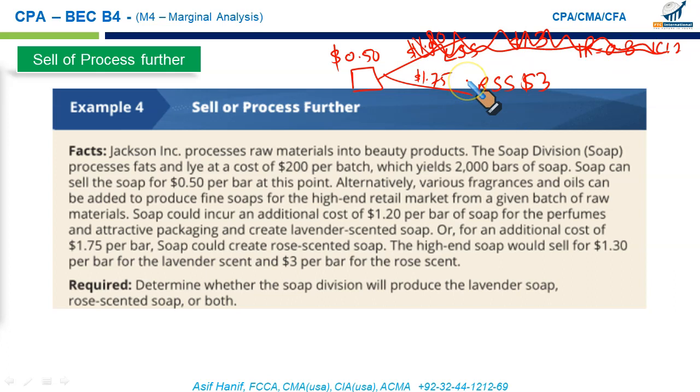Let's see the second leg of this decision. The incremental revenue is 0.5 versus 3. Incremental revenue is quite significantly different from the above option. 3 minus 0.5 is 2.5. Incremental revenue is 2.5 and incremental cost is 1.75. This is the right option. So the firm should process the soap into the rose-scented one, because the incremental revenue is more than the incremental cost, 2.5 versus 1.75. So there is an opportunity to make $0.75 per bar of additional profit if the firm decides to go for the rose-scented one.